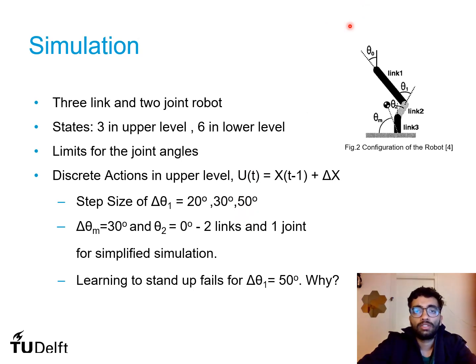The robot learns to stand up in a finite number of trials for step sizes of 20 degrees and 30 degrees, but fails for a step size of 50 degrees. Why does this behavior occur? Let us discuss in the next slide.